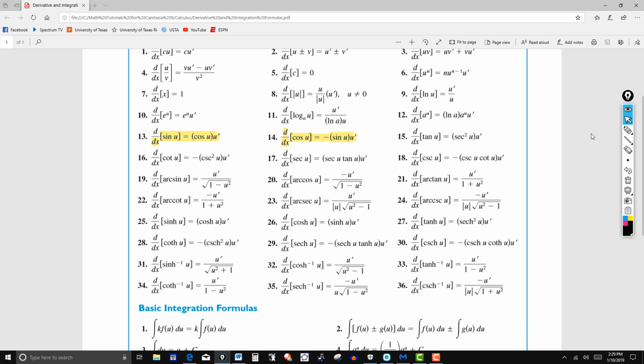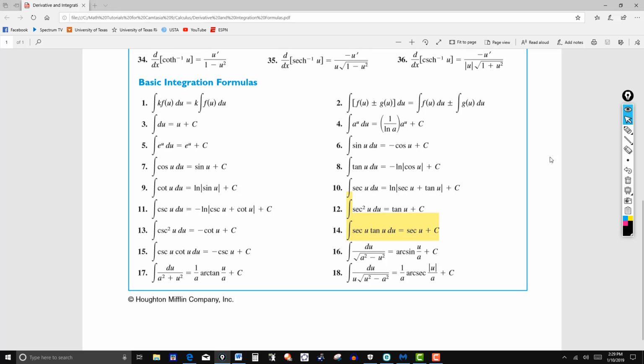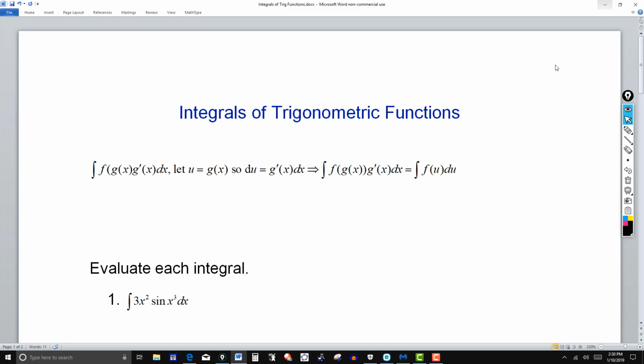And then over here in the integrals, we know the integral of secant squared u du is tangent u. The integral of secant u tangent u du is secant u plus a constant. Okay. So let's look at the first one that we have here.